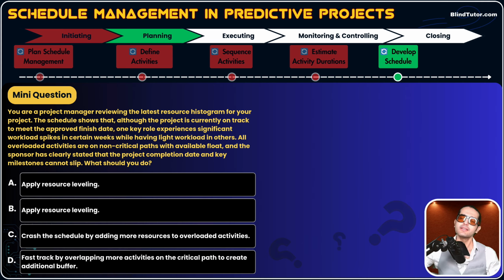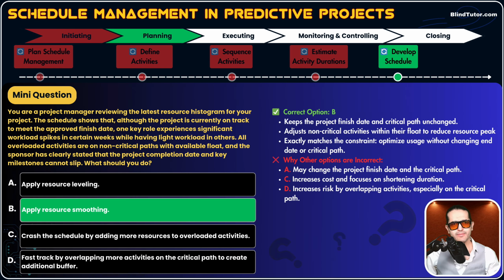The right option is, guys, B, resource smoothing. Why? Please go to the last 3 lines. All overloaded activities are on non-critical path with available float. So when an activity has float, you can play around, that activity has flexibility, has slack. You can start it later. When you start that later, the workload of that key role will reduce. So when an activity has float and you can play around the start date of that activity, it is called resource smoothing.